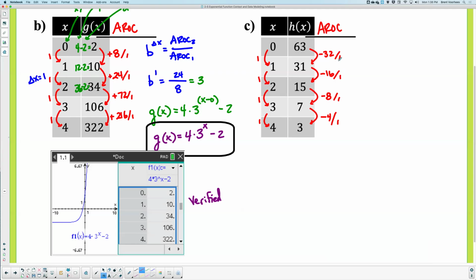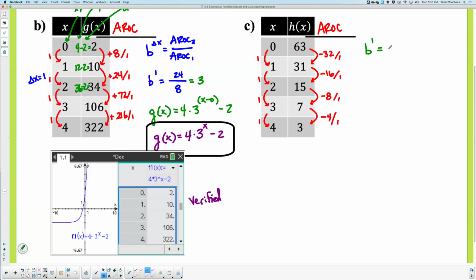Okay, look at your A-rock. Do they look like it's an adding, subtracting, or does it look proportional? It's proportional. What's happening each time? Dividing by 2. That's going to be our base. But by formula, if you use this formula, you would say b to the power of, what's my change of x?